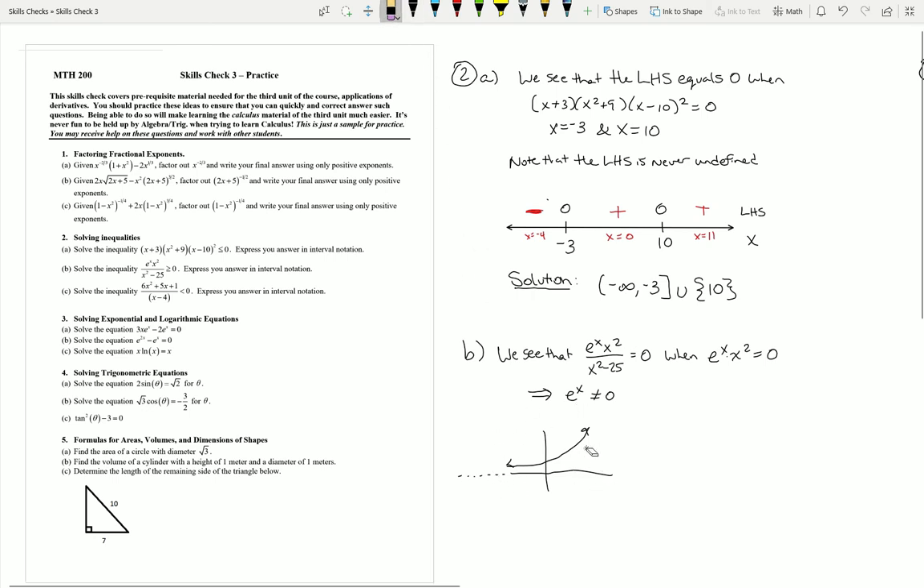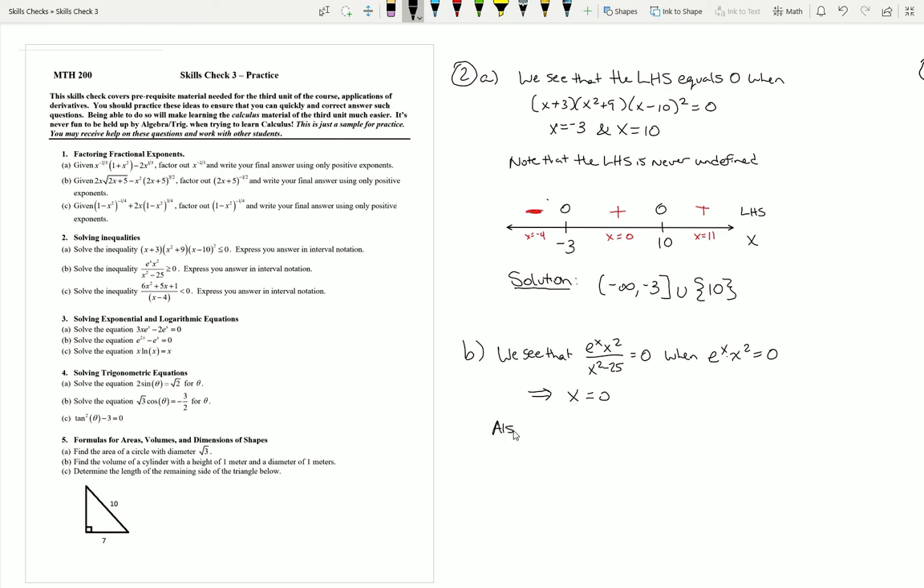So it's not possible for e to the x to ever equal the value of 0. So, instead of writing that, I'll go ahead and state that to make this equal 0, I would need x squared to equal 0, which means that I would need x to equal 0. Okay, so I know when this thing could be equal to 0. Now let's see when it's undefined.